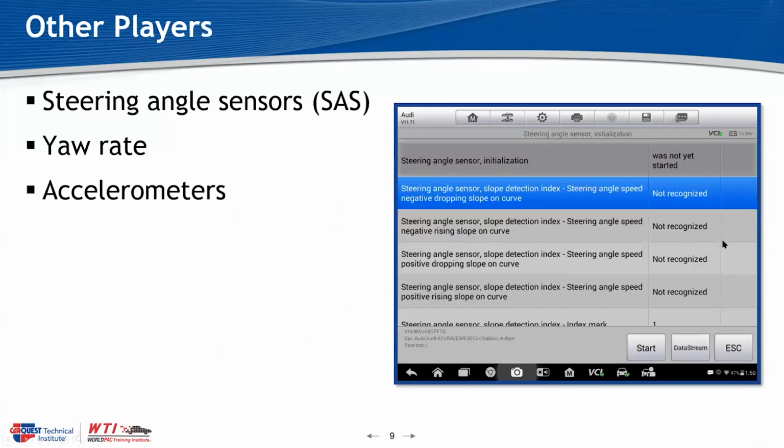Other players that come into effect are steering angle sensors. Again, I asked this. I want someone to put it in the chat, guys. Why do you think steering angle sensors could have anything to do with this system? Yaw rate and accelerometers, I get it. We're dealing with collision avoidance and braking and all that. But how could a steering angle sensor play into the system? How could it affect how this system recognizes devices in front of it?